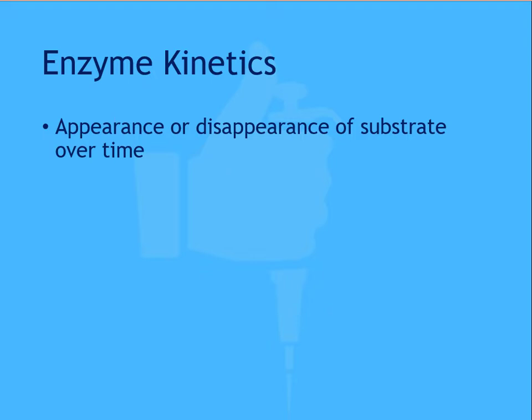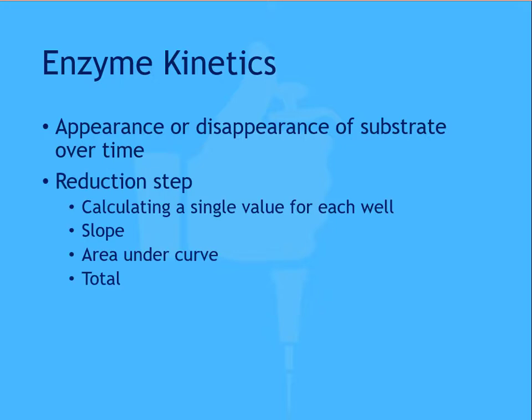Typically, an enzyme kinetics assay is used to determine the rate of an enzymatic reaction. This can be accomplished by observing the appearance or disappearance of a substrate over time. The data analysis for enzyme kinetics will include a kinetic reduction followed by curve fitting. This kinetic reduction computes a single value for each kinetics plot. This could include calculating a slope, the area under the curve, or the total of measurement values.